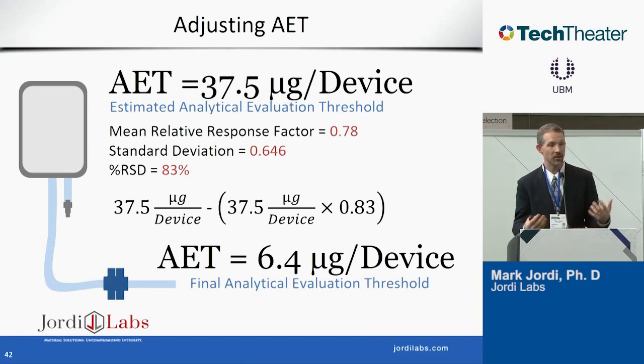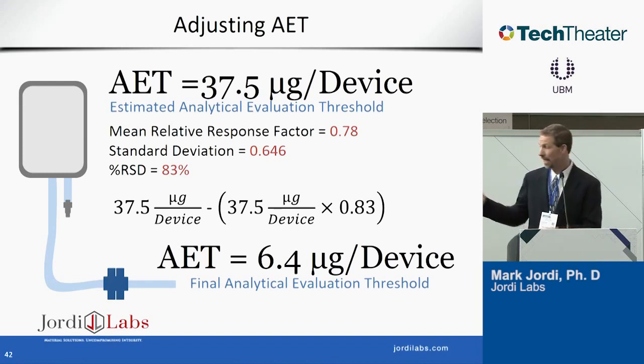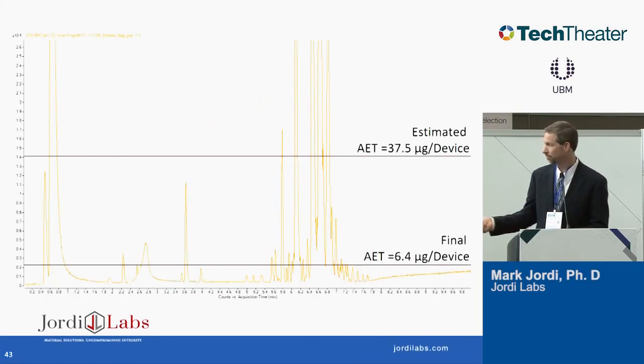So PQRI has recommended that one way to deal with that is to apply an additional safety factor. And that safety factor is either 50% or the percent RSD of your response factor database. And in this case, that's 83%, because as I showed you in that list of compounds we analyzed earlier, there's quite a bit of variability in response factor. That gives us a new revised AET of 6.4 micrograms per device.